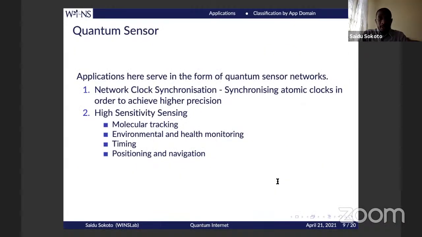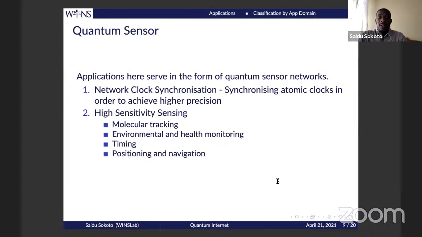Moving into a second application domain, we have the quantum sensor networks. Exactly as the name suggests, they are similar to the sensor networks you're familiar with, but in this sense, they're distributed in nature and they make use of quantum internet, which makes use of quantum repeaters and long distance entanglement distribution to achieve some tasks that are not normally achievable in the classical network.